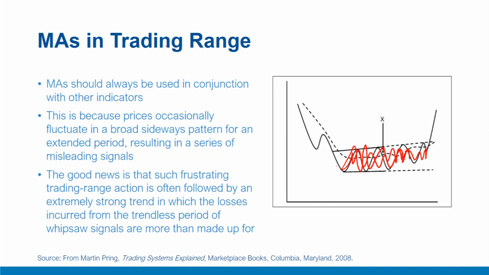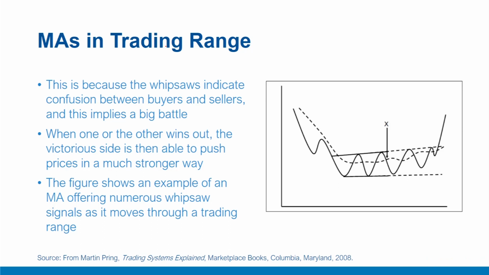The good news is that such frustrating trading range action is often followed by a sharp, strong trend in which the losses incurred from the trendless period of whipsaw signals are more than made up for, like this. Or maybe in the opposite direction also. Such sharp price action is expected because whipsaw signals indicate some confusion between buyers and sellers, and this implies a big battle between them. When one or the other party wins out, the victorious side is able to push the prices in a much stronger way.